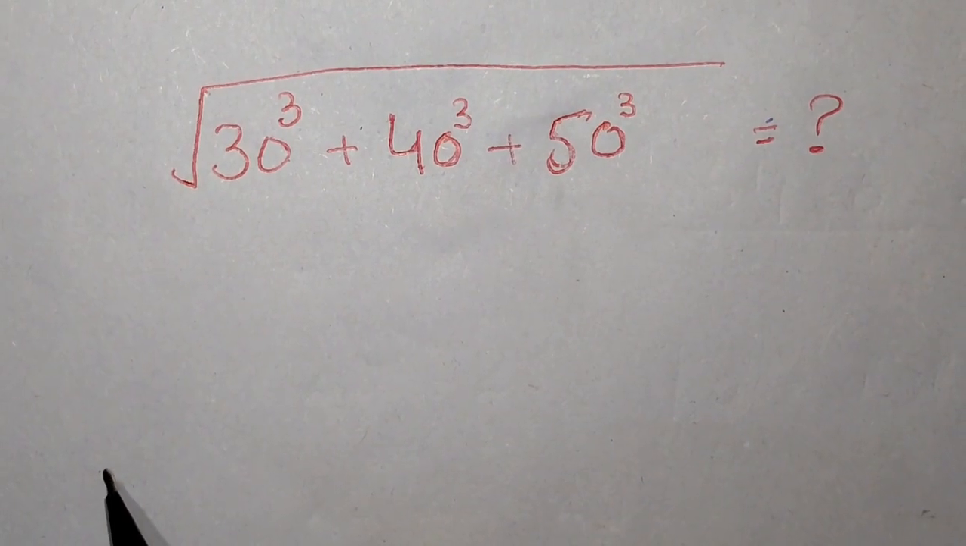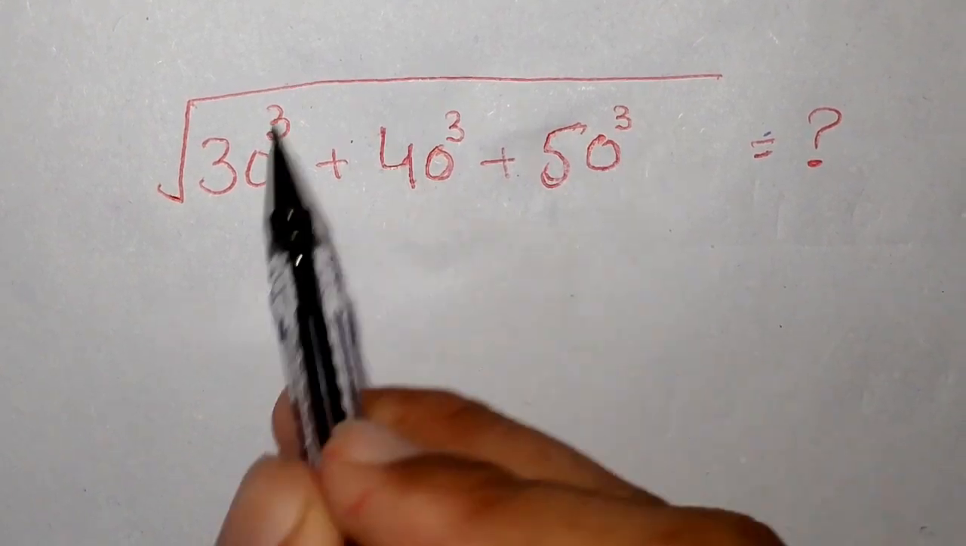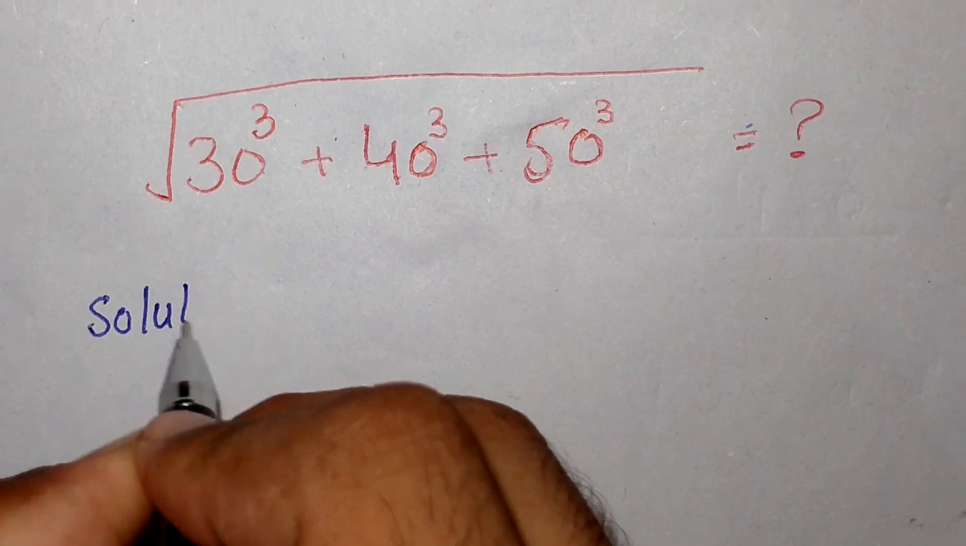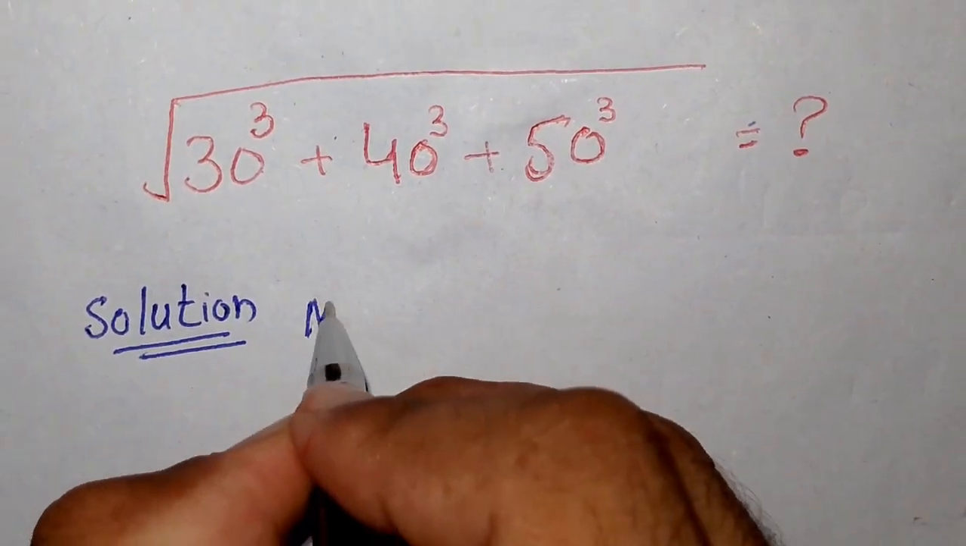We have to solve this interesting question, that is the square root of 30 to the power of 3 plus 40 to the power of 3 plus 50 to the power of 3. We have to simplify this question. Solution. First of all, we have to solve this by method number one.